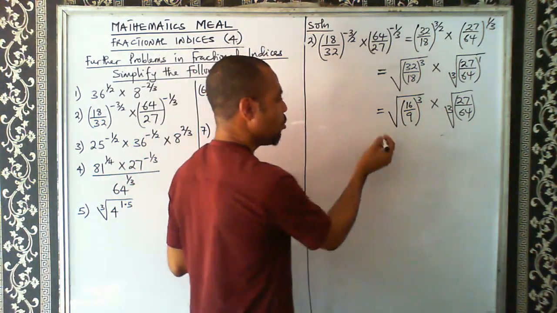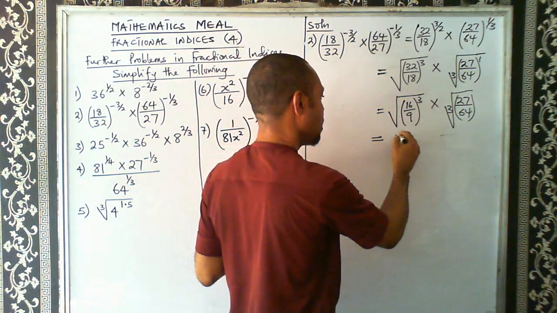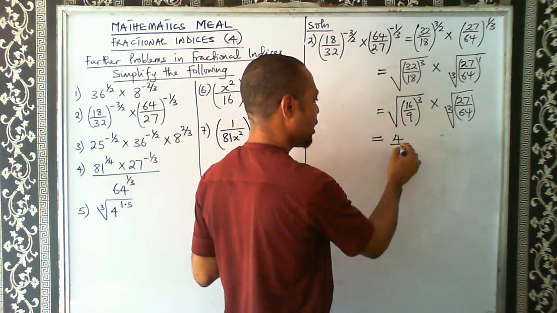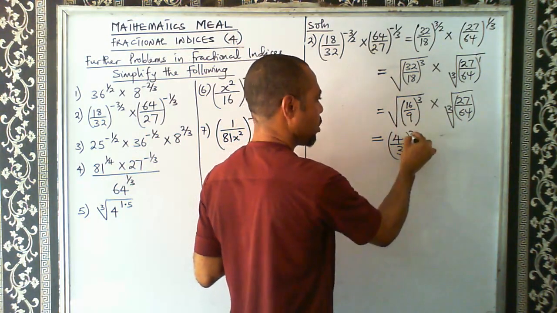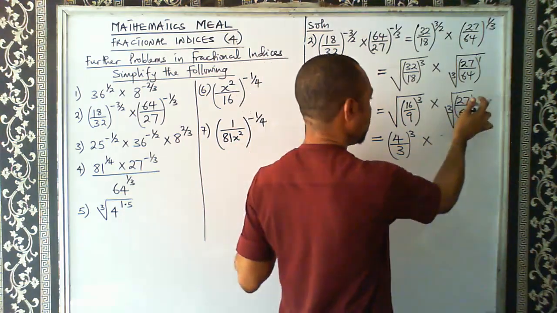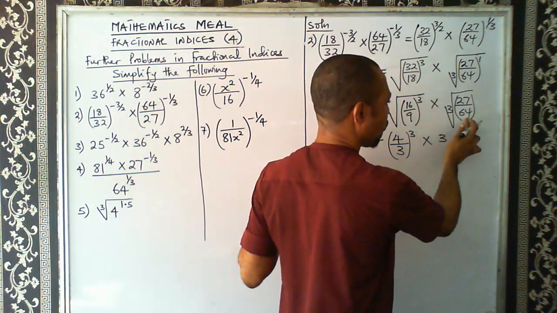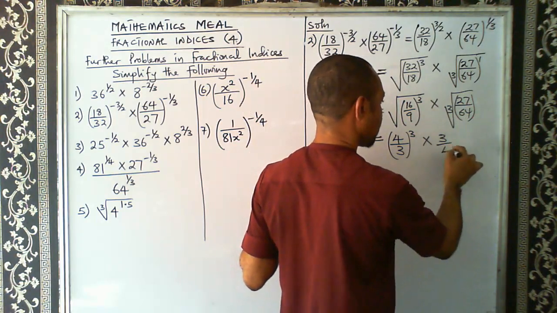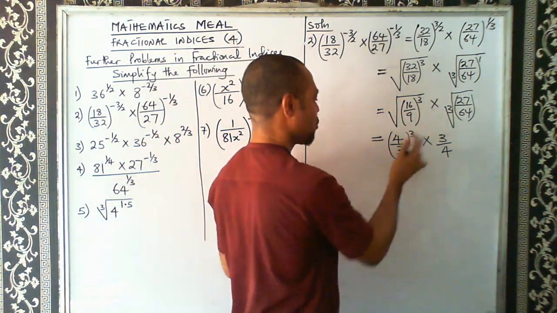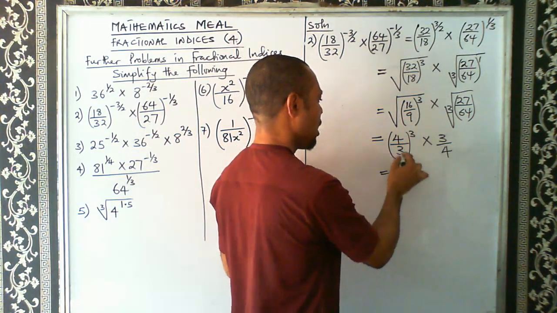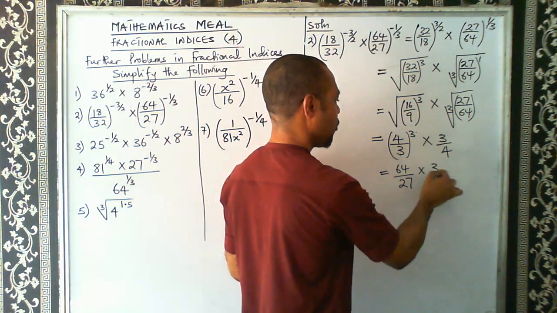So now we can evaluate our roots. The square root of 16 is 4, and the square root of 9 is 3. We have used the square root on this, but the power is still there, so we keep our power. Times the cube root of 27, which is 3, and the cube root of 64, which is 4. So we can now evaluate. 4 raised to power 3 is 64, and 3 raised to power 3 is 27. Times 3 over 4.